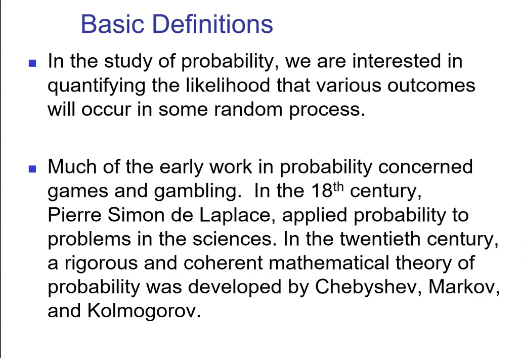Much of probability in the very beginning was dealing only with gambling and different types of games. However, it then started to be applied to the sciences in the 18th century and the 20th century. Then it was really developed by these three mathematicians, whose names I'll let you read.